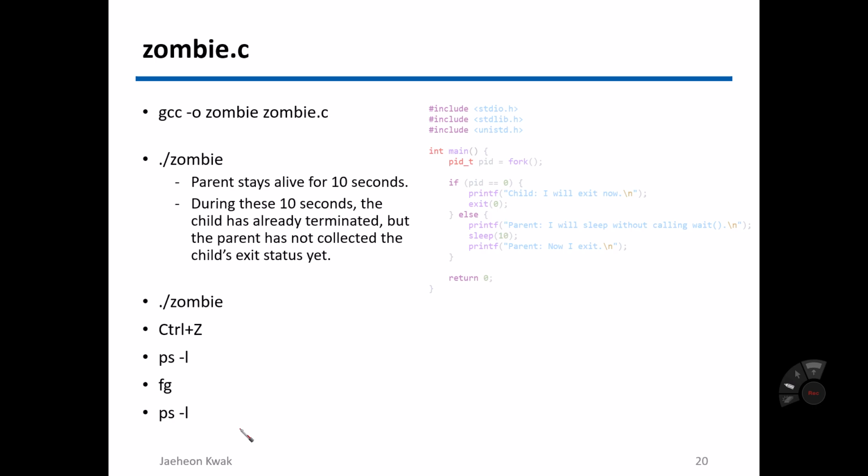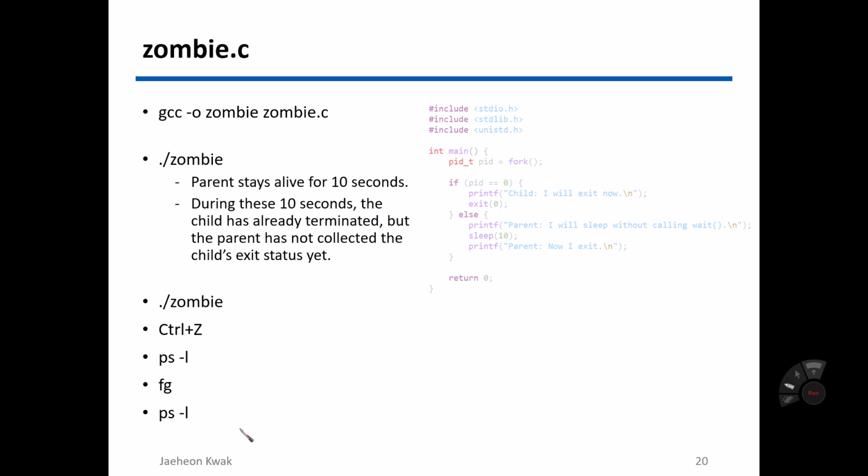And let's see the orphan process. Unlike the zombie process, in this orphan example, the parent process will exit first. In the background, the child process is sleeping. After 10 seconds, the child process will print this one. Yeah, now it is printed. So after 10 seconds, we can see that the child process is printing.